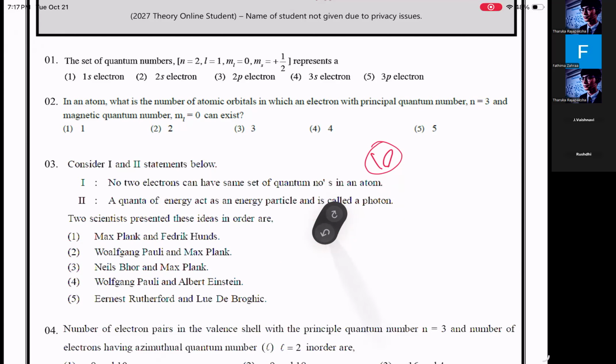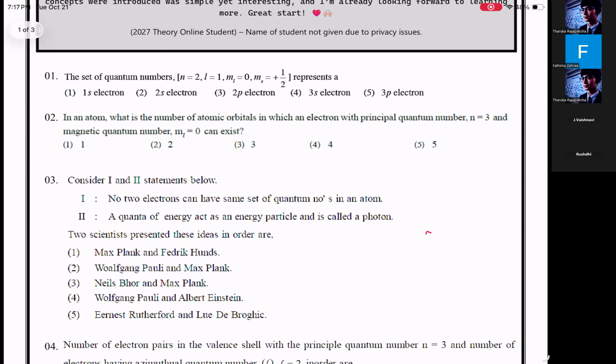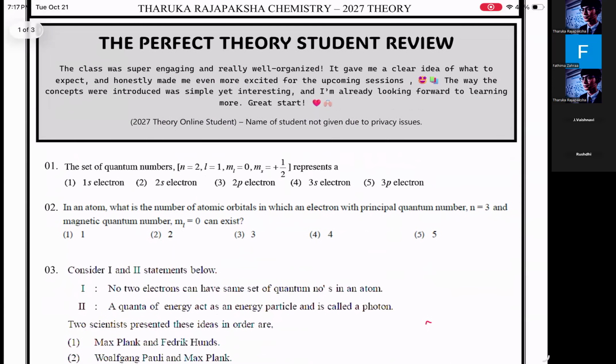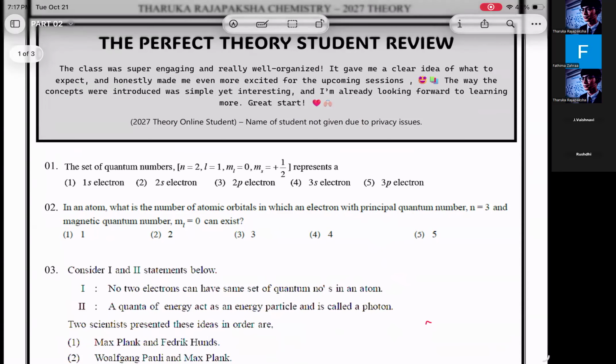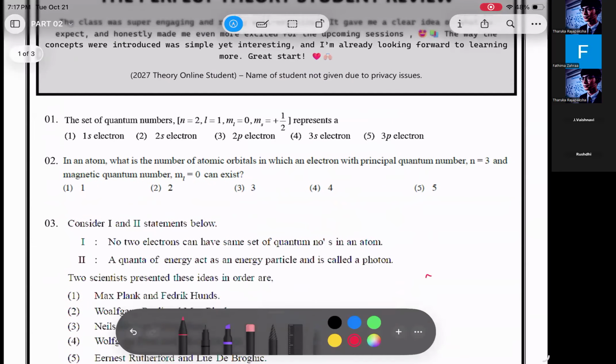And now this MCQ training session is for quantum numbers without atomic spectrum. So online students also can do this and then we can discuss this. Okay. Now, first question, quantum numbers. The set of quantum numbers n equals 2, l equals 1, m sub l equals 0, m sub s plus half represents what type of electron?